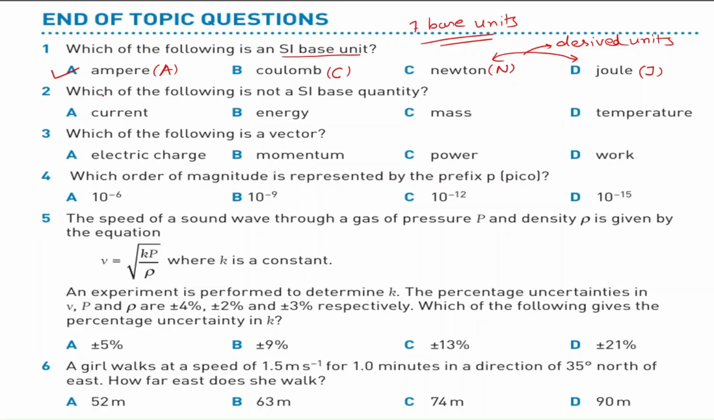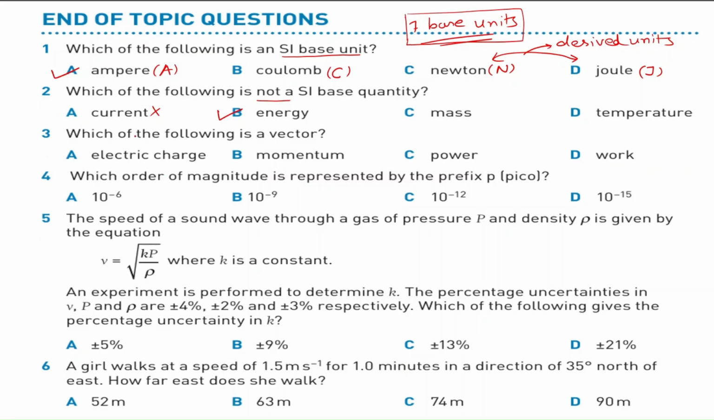Now, the second question: which of the following is not an SI base quantity? The quantity which does not fall in these 7 base units is our answer. Now we have current. We see current is an SI base unit, so this is not the answer. Now we have energy, then mass, and temperature. We see in the 7 base units we have current, mass, and temperature. So our answer to the second question is energy.